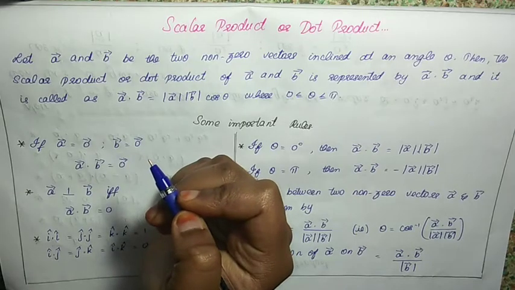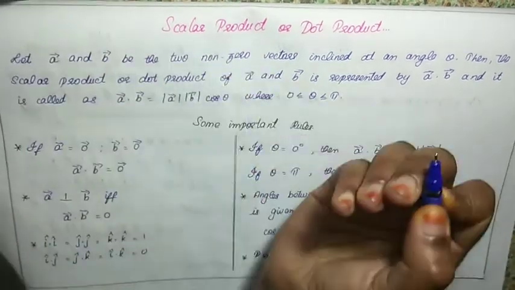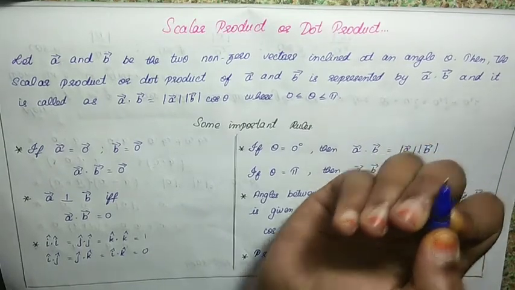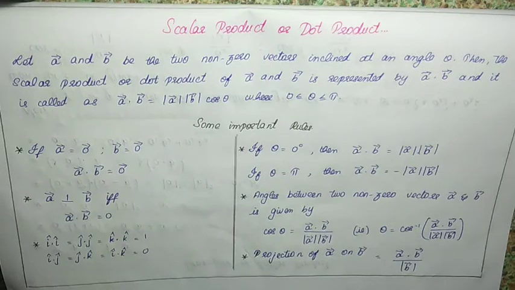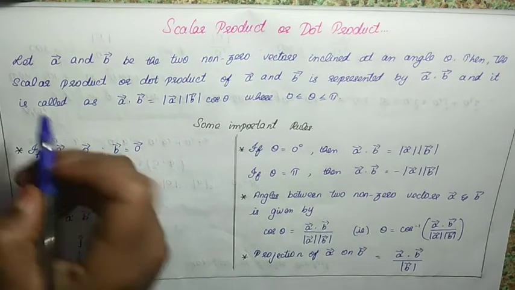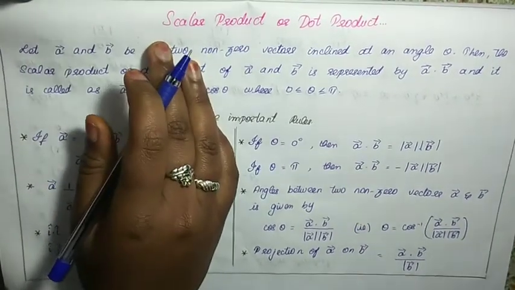In this video, we are going to see an important method that is called scalar product or dot product. We are just going to see how we multiply any two or three vectors that are given. Now just see this definition of the scalar product or dot product.